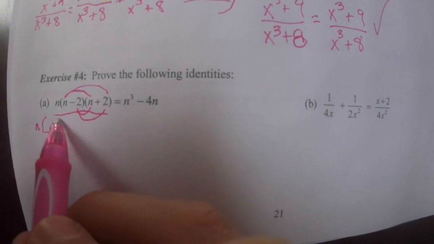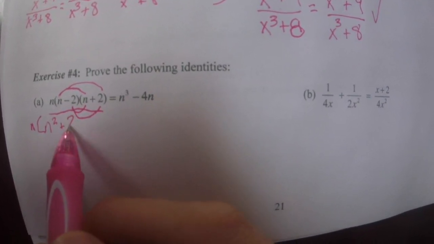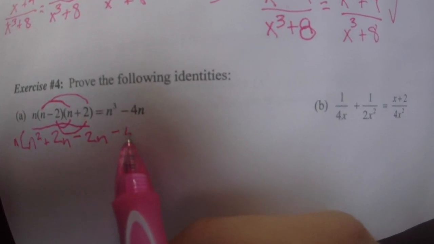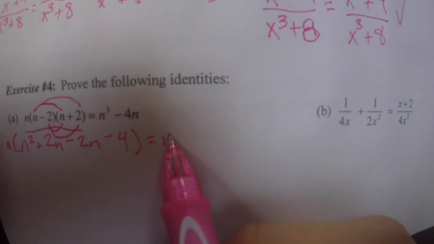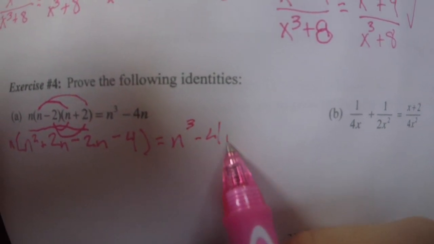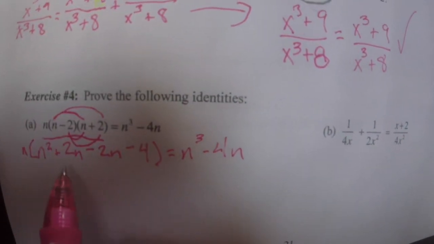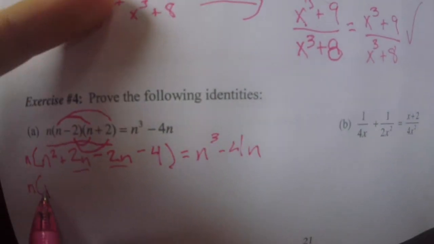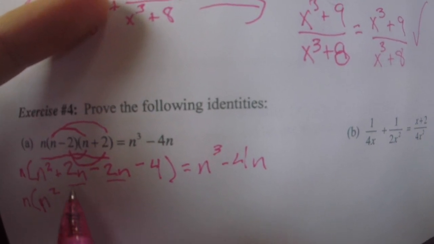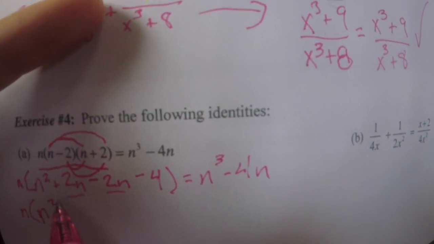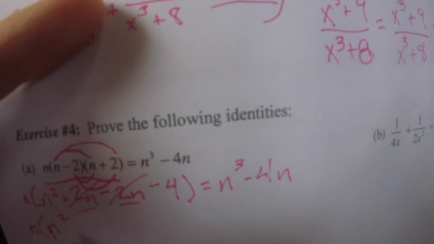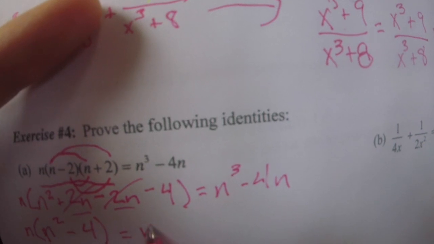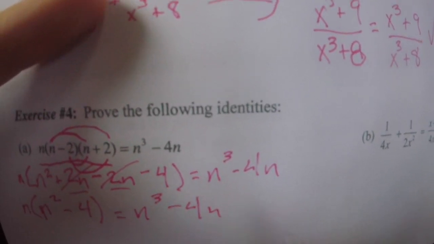Well, I have n squared plus 2n minus 2n minus 4. And then the right-hand side of the equation is n to the third minus 4n. All right, I'm going to go ahead and combine my like terms here. I get n squared. 2n minus 2n, easy enough. They're going to cancel each other out. And then I have n squared minus 4 equals n to the third minus 4n.